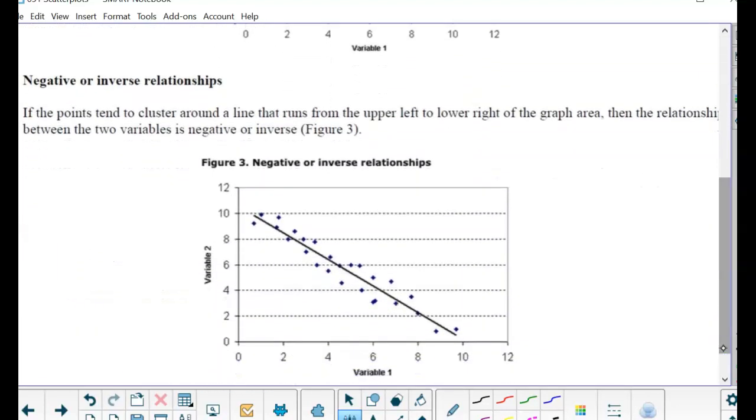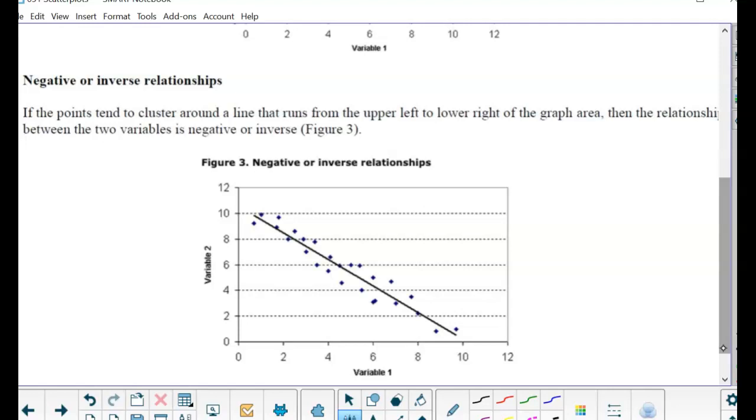Negative or inverse relationships. I tend to call it negative rather than inverse because sometimes when we think about inverse, we think about the inverse of a function when you interchange x and y, and that's not really what this is, right? So I think inverse comes more from the non-mathematical terminology. Negative for sure, right? Because the slope is negative.